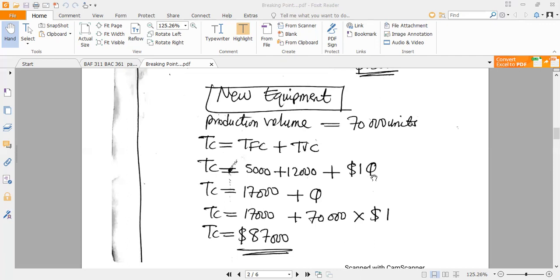Then the variable cost per unit is $1. You multiply the $1 by the number of units this new equipment is able to produce. So our total cost in this case will be 17,000 plus 70,000 multiplied by $1, which gives us $87,000. That's the total cost.